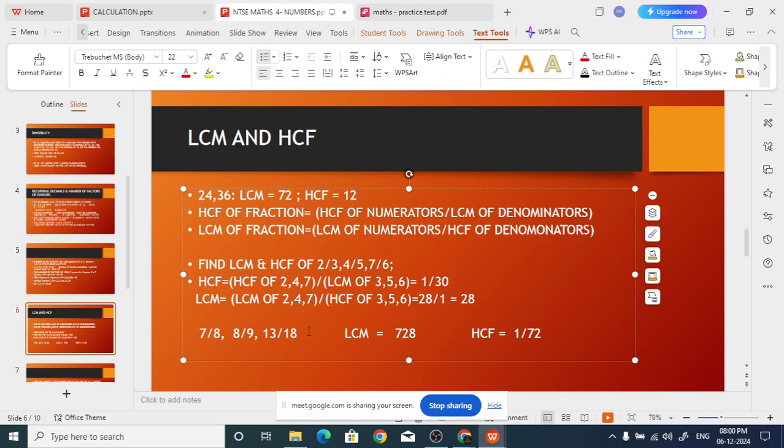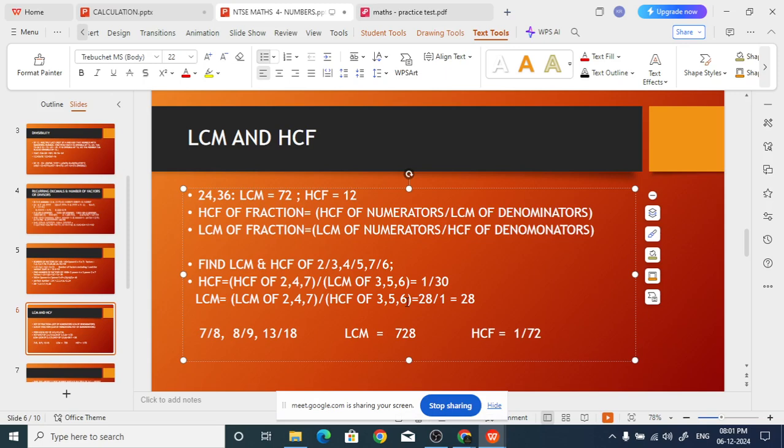28 divided by HCF of the denominators. The denominators here are 3, 5 and 6. So the HCF of 3, 5, 6 is the one number which can divide all three numbers, that is 1. So 28 by 1. So 28 is the LCM of these fractions 2 by 3, 4 by 5, 7 by 6.